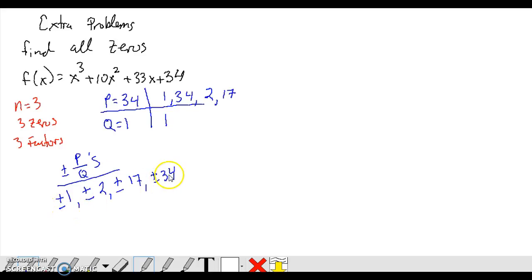My suggestion when you're testing out numbers is that we don't necessarily want to test the largest numbers. We probably want to test the smallest numbers first. Remember, you're going to use synthetic division, so you're going to have 1, 10, 33, and 34. For the sake of time, I already know a number that is going to work, but to be honest, I probably would have started with a positive or negative 1. But I know that negative 2 is actually going to work out. At least it should. Let's make sure.